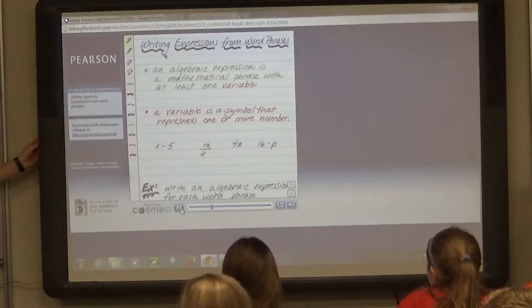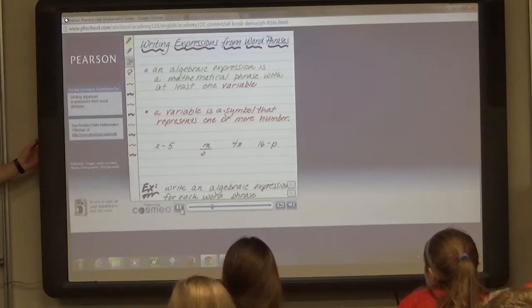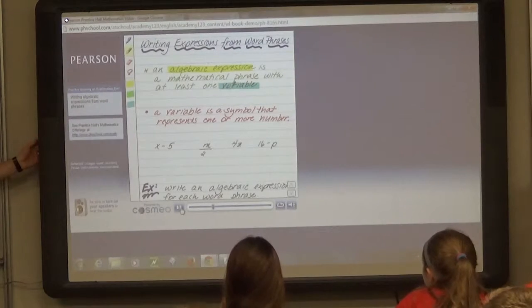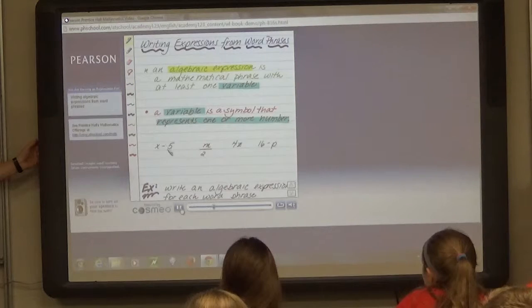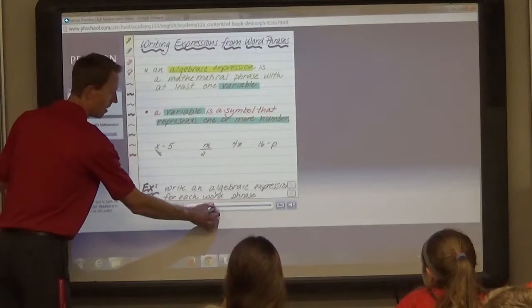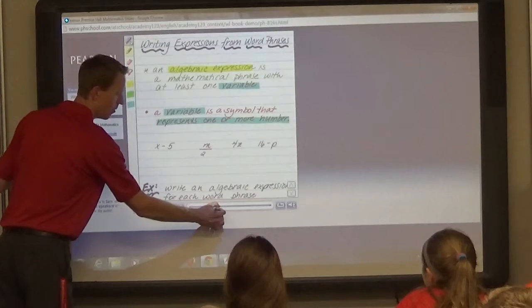Hi there, it's Mrs. Griffin, and I'm here to help you with writing expressions from word phrases. And we're talking about an algebraic expression. It's a mathematical phrase with at least one variable. So we've got math and a variable. Now a variable is a symbol that represents one or more numbers. These are some examples of algebraic expressions. X minus 5. So we've got a number.